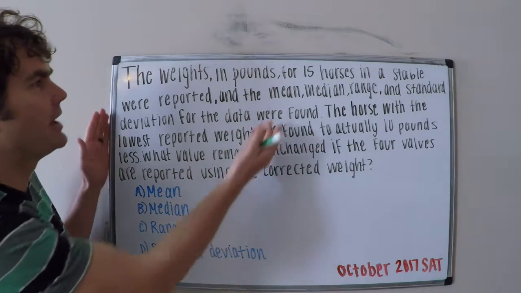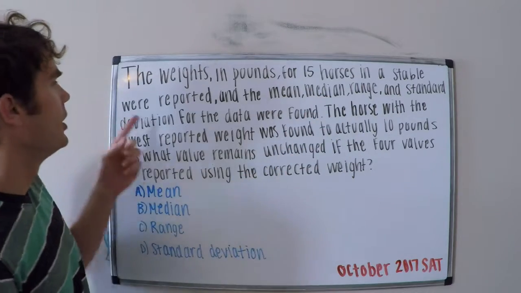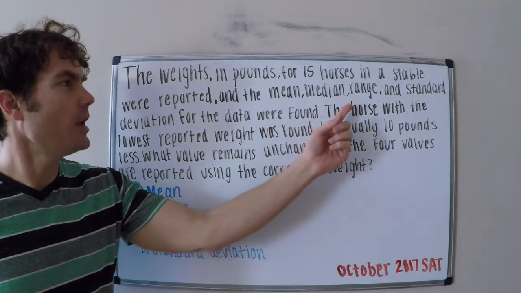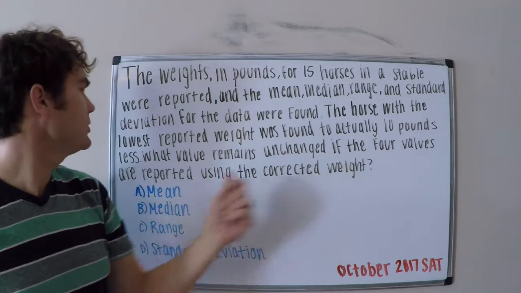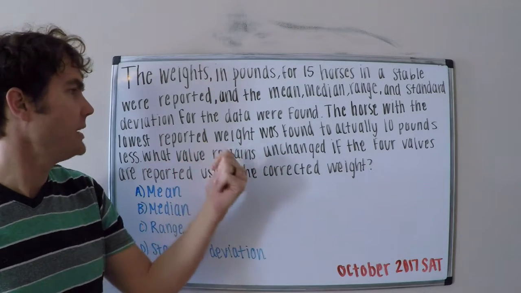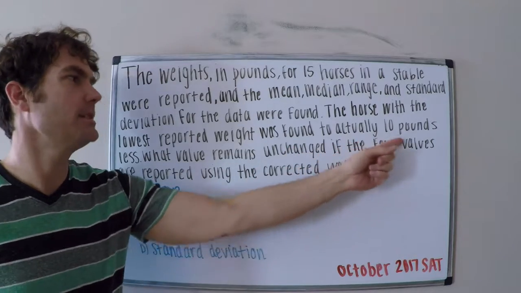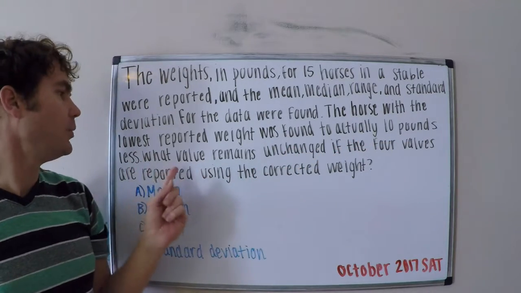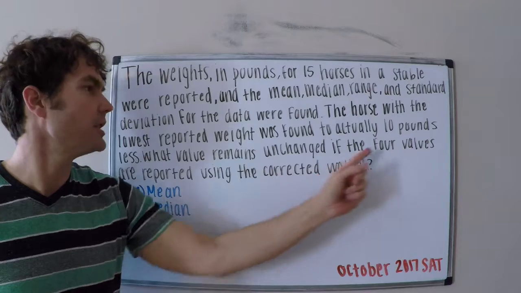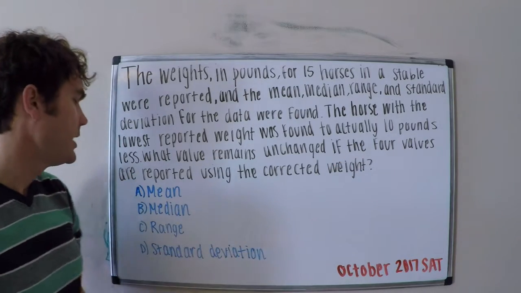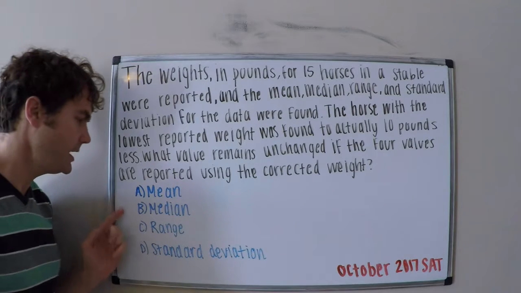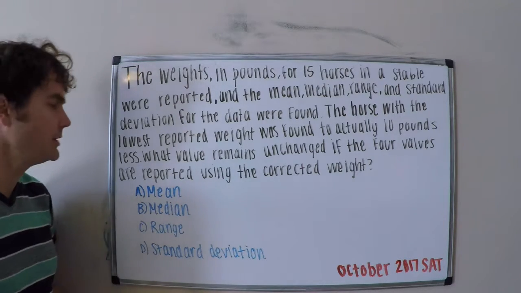The weights in pounds for 15 horses in a stable were reported and the mean, median, range, and standard deviation for the data were found. The horse with the lowest reported weight was found to actually be 10 pounds less. What value remains unchanged if the four values are reported using the corrected weight? So the choices are mean, median, range, and standard deviation.